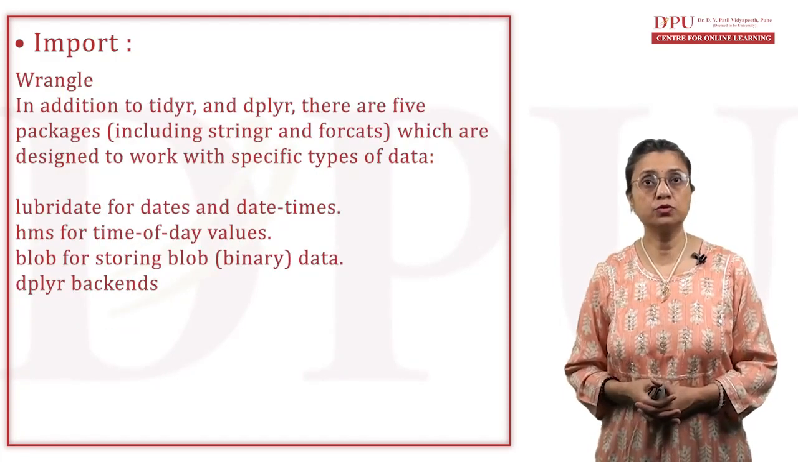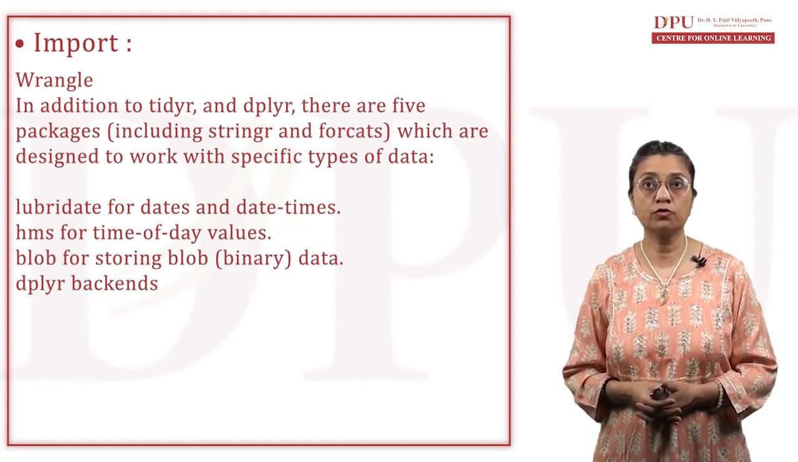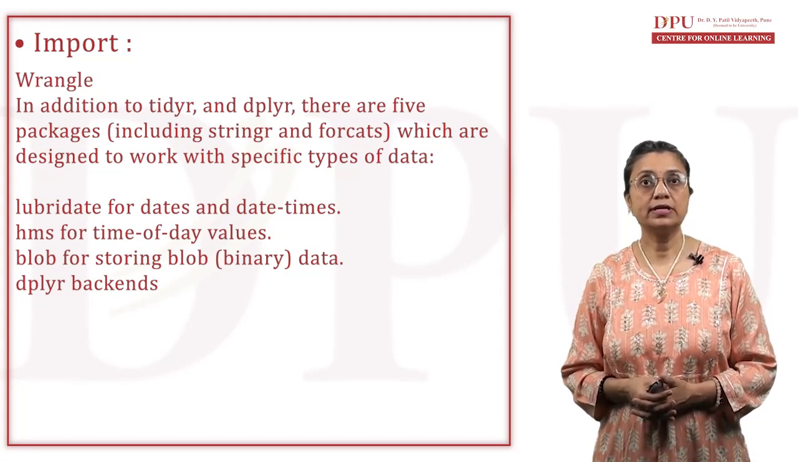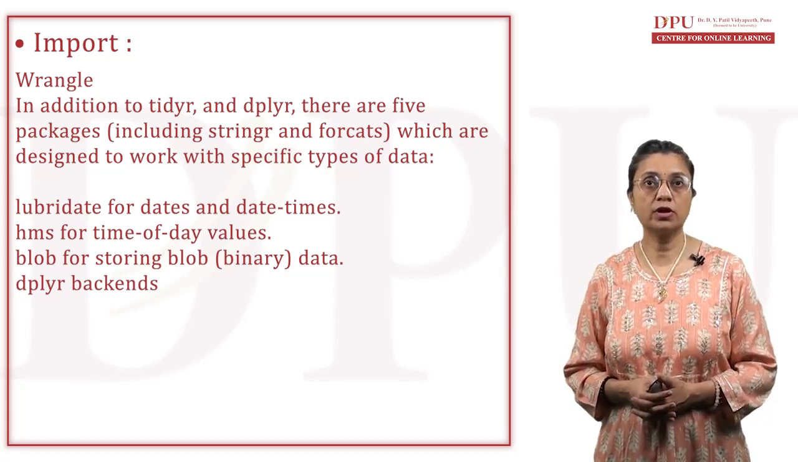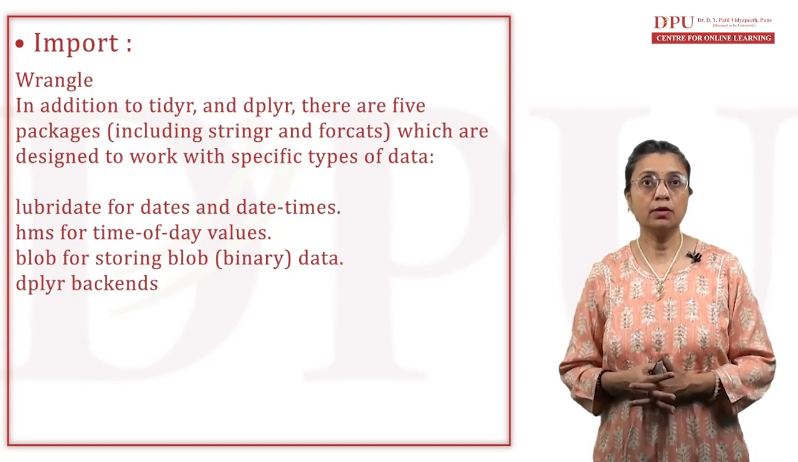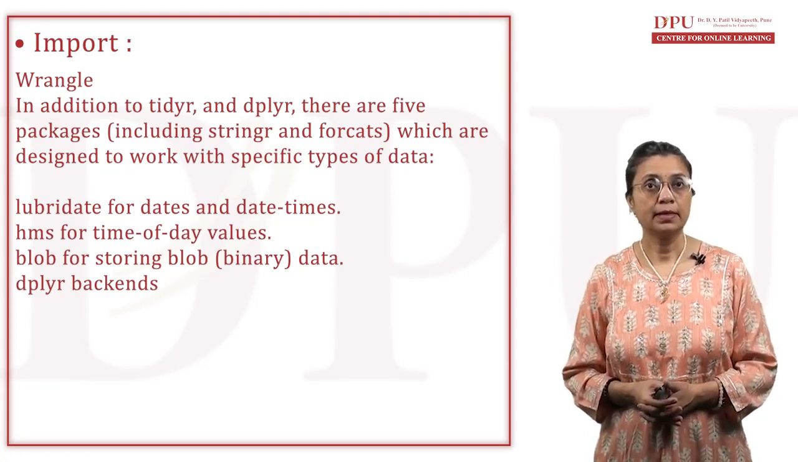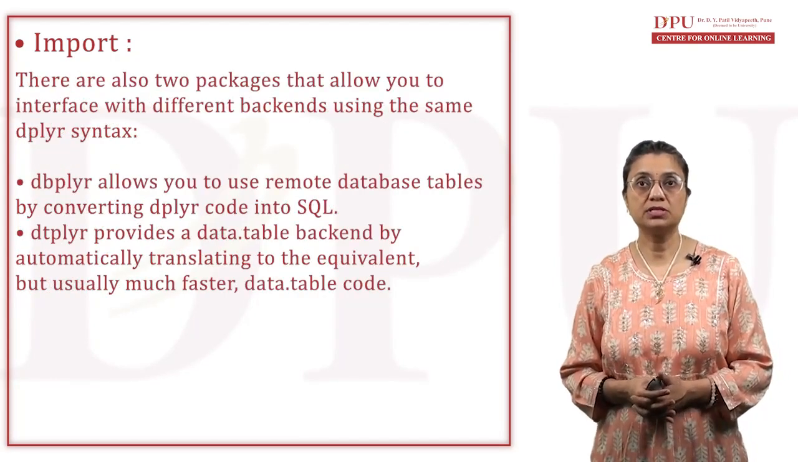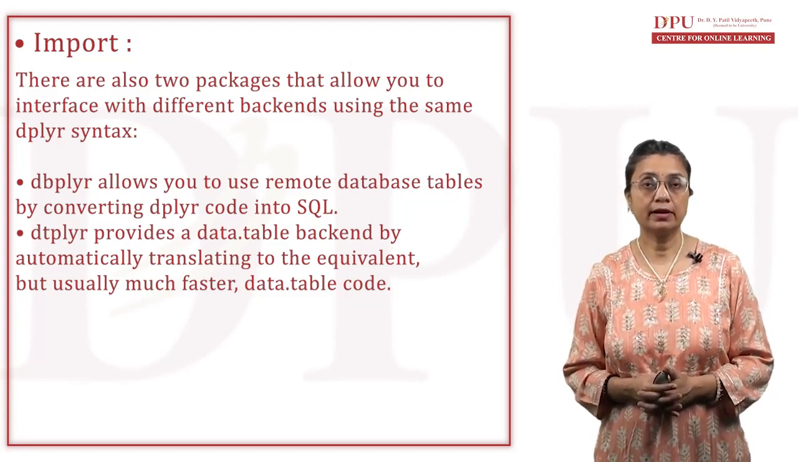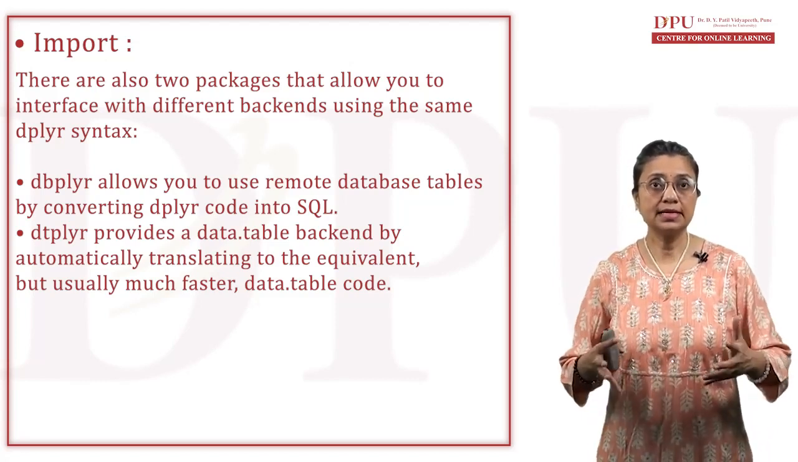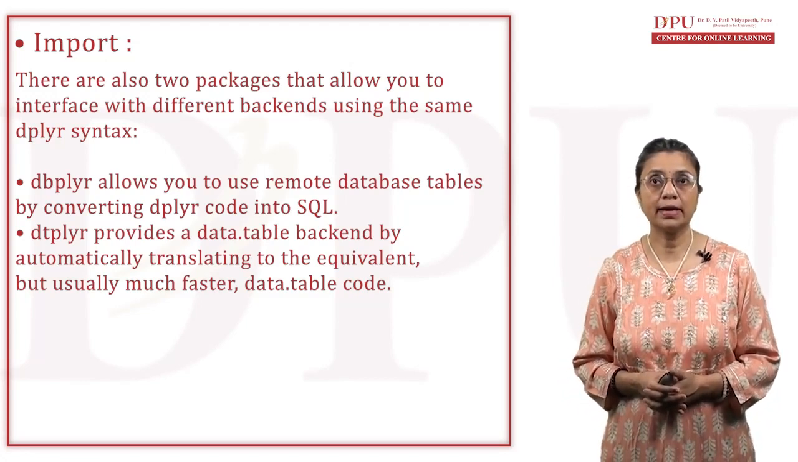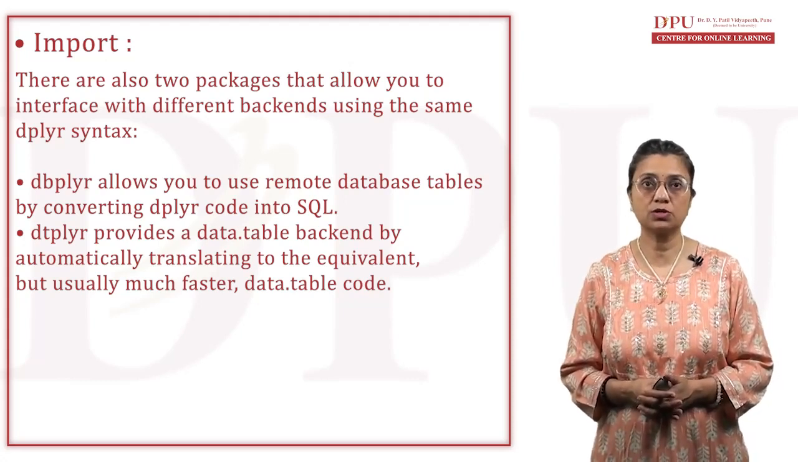Wrangle. In addition to tidyr and dplyr, there are five packages, including stringr and forcats, which are designed to work with specific types of data. lubridate for dates and date-times, hms for time-of-day values, blob for storing binary data. dbplyr for backend. There are also two packages that allow you to interface with different backends using the same dplyr syntax. dbplyr allows you to use remote database tables by converting dplyr code into SQL.